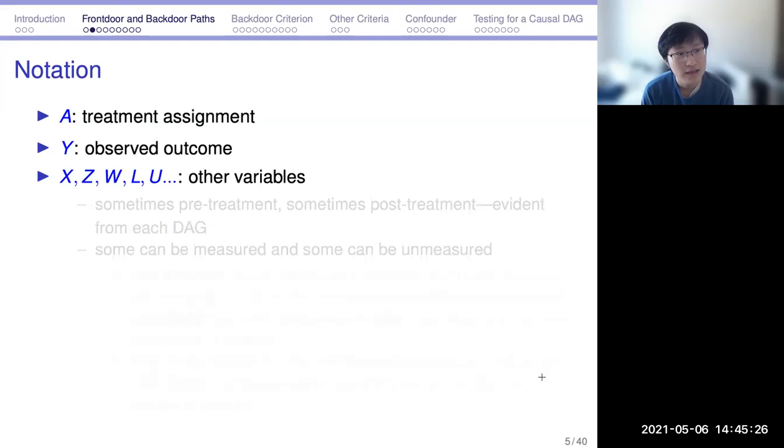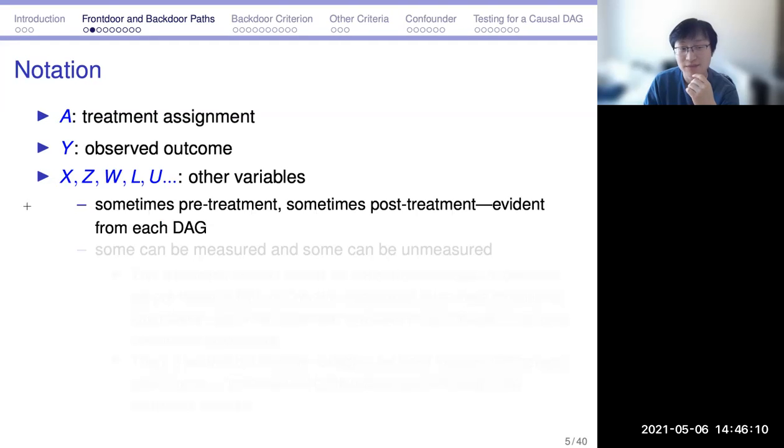Okay, so some notation. We have A as our treatment assignment. By the way, up to now, we haven't been paying attention to which variable is treatment, which variable is outcome, which variable is covariate. We've just been throwing in random English letters and playing around with the graph. Now we will distinguish between these variables. So A is treatment, Y is observed outcome, and of course, we want to understand the causal effect of A on Y. And we'll use other letters to denote other variables.